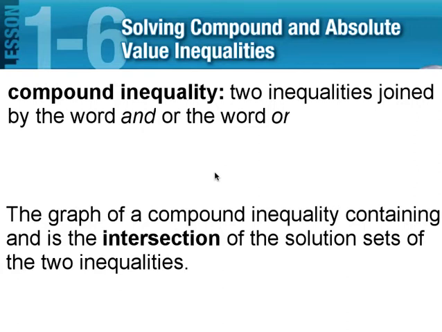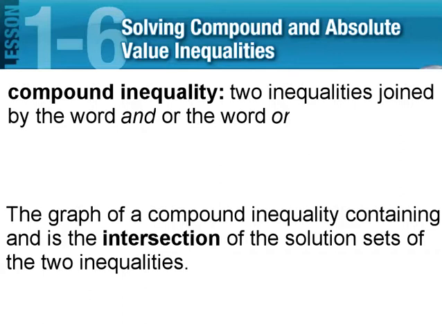About solving compound inequalities. Absolute value inequalities, we're going to cover that on Monday. But first of all, a compound inequality is basically two inequalities joined by the word and or the word or. So, two inequalities joined by the word and or the word or.